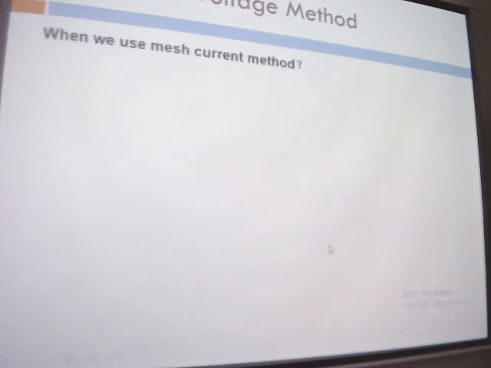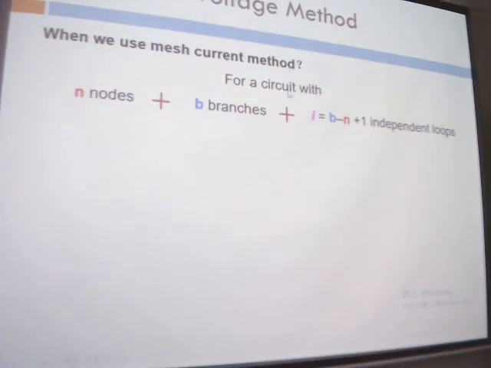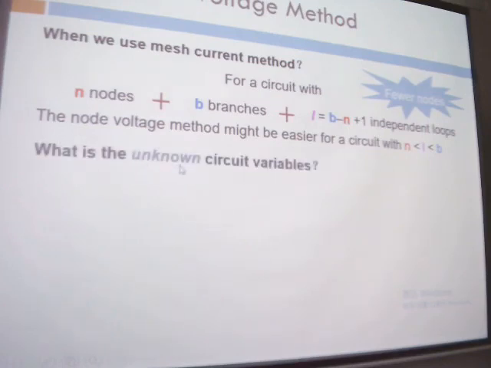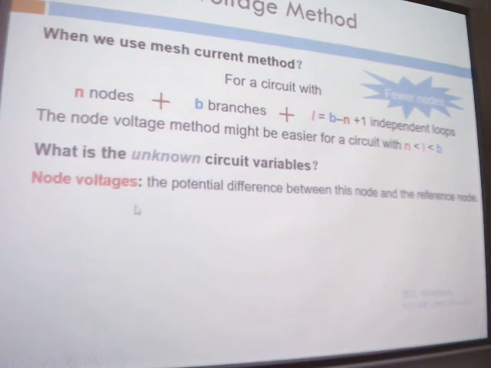Okay, now we're going to see the nodal voltage method. When we use the mesh current method for a circuit with N nodes and B branches and L independent loops, the node voltage method might be easier for a circuit where the node number is less than the independent loop number or mesh number, less than the branch number. So if we have fewer nodes, we use this method. What is the unknown circuit variable? Our unknown circuit variable is node voltage.